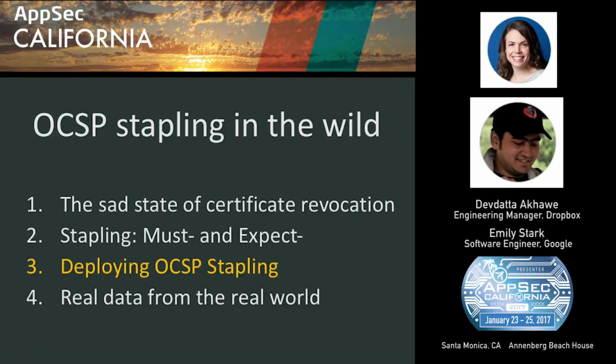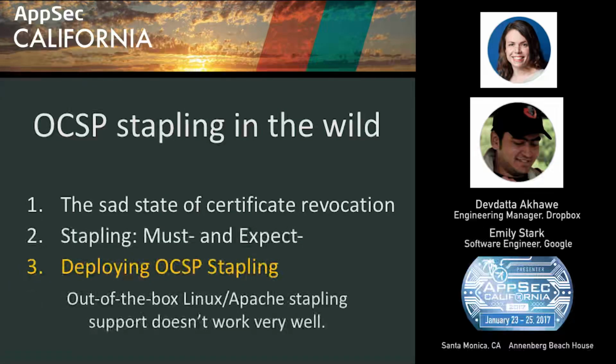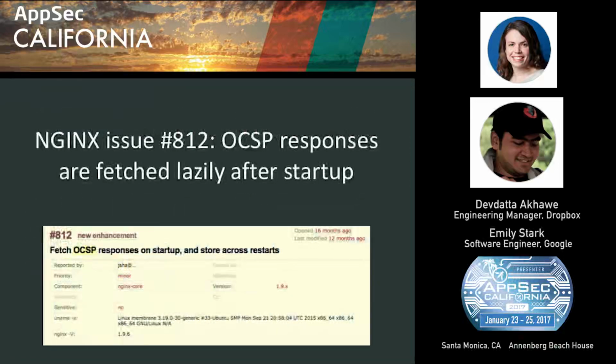So everything she said was the theory. As we all know, the world is horrible. Everything's terrible. So we're going to talk about what we noticed trying to use this. All right, so out of the box, OCSP stapling support in either your Nginx or Apache install doesn't really work very well. First issue when we started looking at this was OCSP responses are fetched lazily after startup.